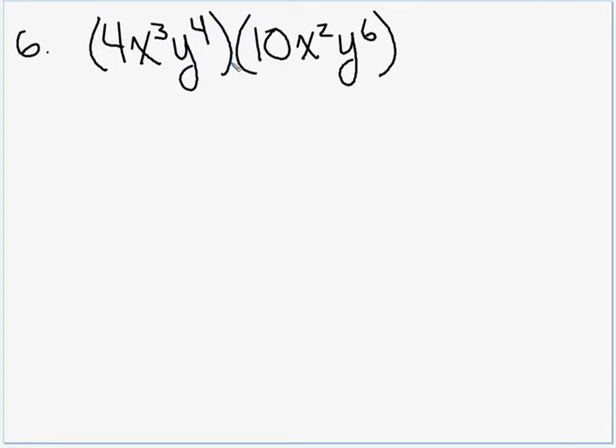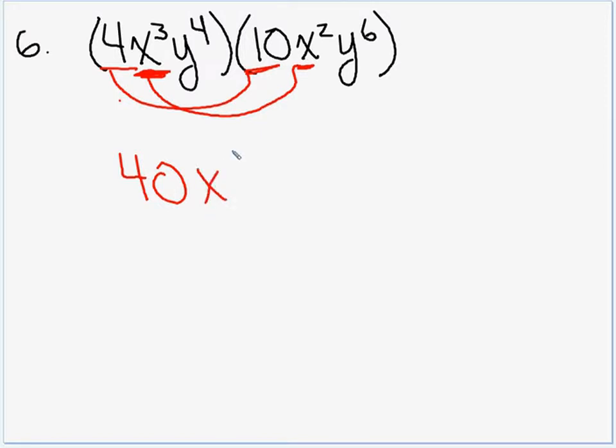Number 6, let me see the directions on the paper for number 6. For 6, 7, and 8 it said simplify. All right, so we're just going to multiply and collect like terms. Coefficients, 4 times 10, that's a 40. X to the third, x squared. Remember, when you multiply the like bases, you're adding the exponents. X to the fifth. Y to the sixth times y to the fourth. We keep the same base. We add our exponents and get y to the 10th. So 40, x to the fifth, y to the 10th.